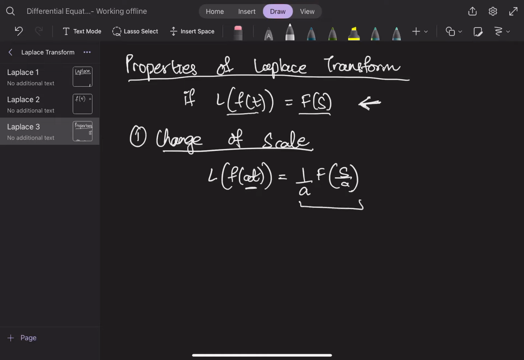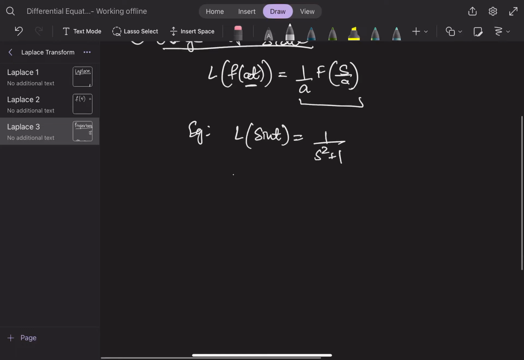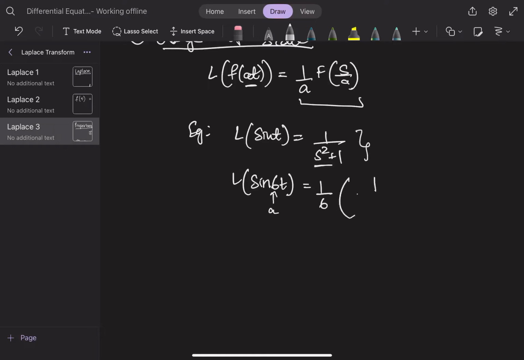So let's take an example. For example, if you have Laplace of sin t, as you know, this is 1 upon s square plus 1. So let's say, what would Laplace of sin 6t be? According to this, here a is 6. So 1 by 6. F of s by a means you replace s with s by a in the formula that you have. So this will become 1 upon (s by 6) square plus 1.